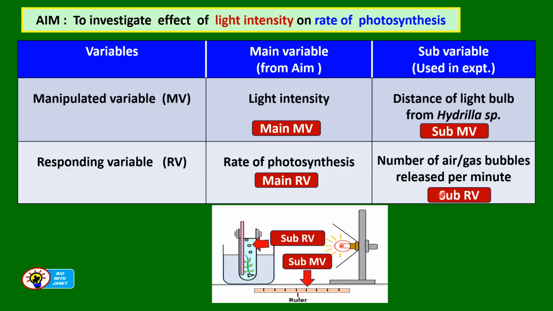And from the sub-RV, you may be able to calculate the main RV, okay? So the rate of photosynthesis equals the number of air or gas bubbles released divided by the time, okay? That is your sub-RV, okay? So remember, the main RV and MV are from the aim, and the sub variables here are the ones that you use in the experiment. Now these terms are terms that I coined myself. You won't find them in the books, or they won't be mentioned by others. Okay, but it's an easy way to understand how the variables are related to each other.